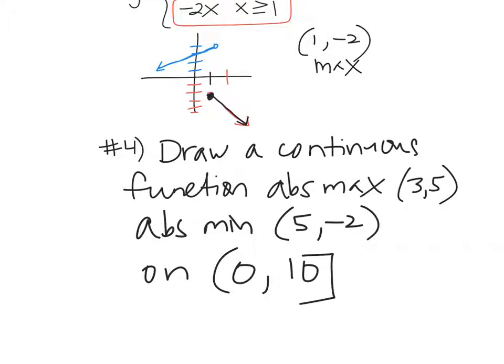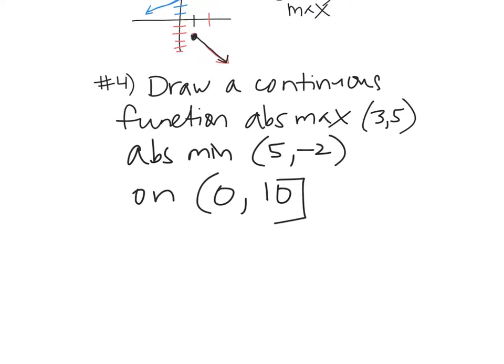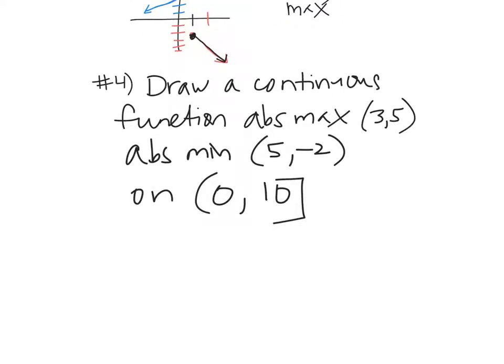And look how I wrote 0 to 10. 0 with a parenthesis, 10 with a bracket. Okay, so draw a continuous function. There's going to be an infinite amount of answers here. Someone could be right over here, and someone could be right over there, and you can have different graphs. That's fine. But go ahead. You want to try this on your own real quick? Yeah, I'm going to let you try it.